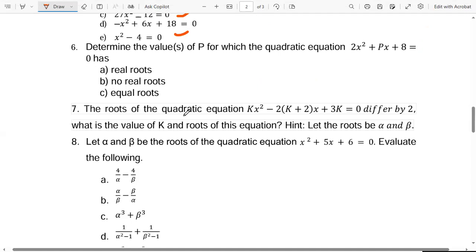So using the concept of the discriminant, you can be given an unknown value in the quadratic equation, such as this P here, and then you can be asked to find it based on the nature of the roots that the quadratic equation has. So here they're saying determine the values of P for which this equation has real roots, no real roots, equal roots. So let's exhaust all those 3 conditions.